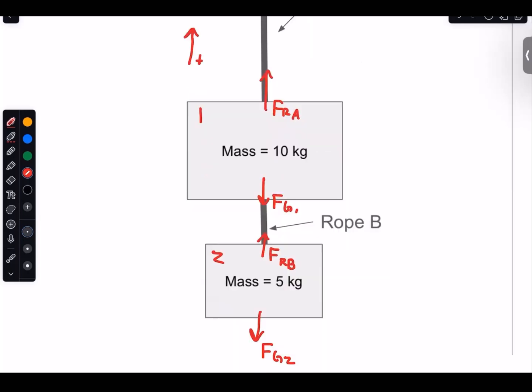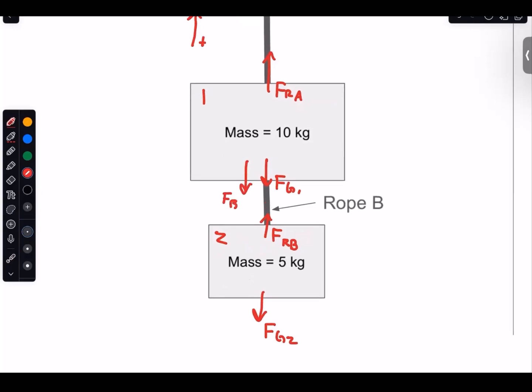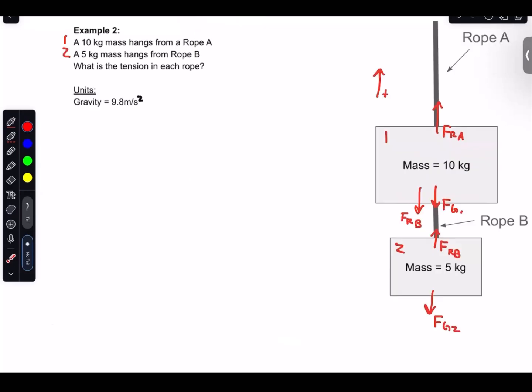There's a problem here. We don't account for mass 2 pulling down on mass 1. We have force of gravity, but no force from rope B acting on mass 1. To do that, we have to draw another arrow, and we can say force of rope B. And you'll notice here, we have two force of rope Bs pointing at each other. This allows us to do a really cool thing later in our sum of the forces equals 0 equation. Speaking of that equation, let's get that started now.